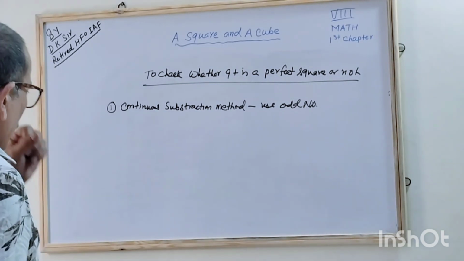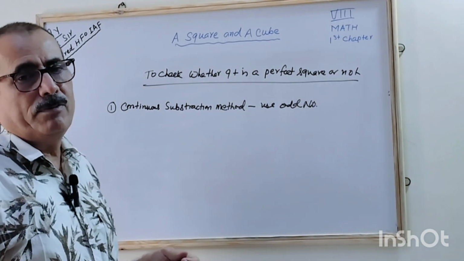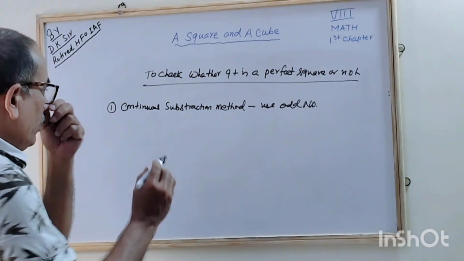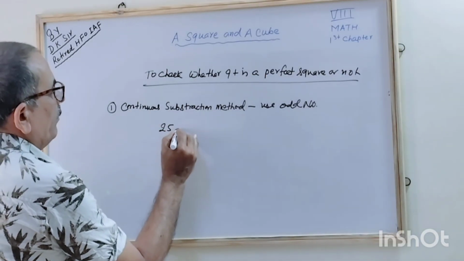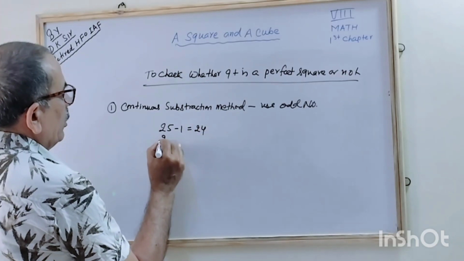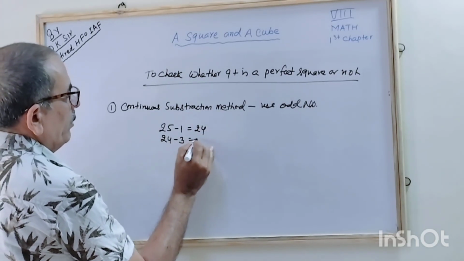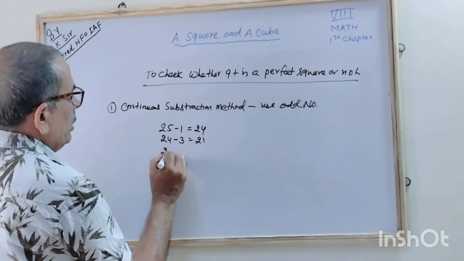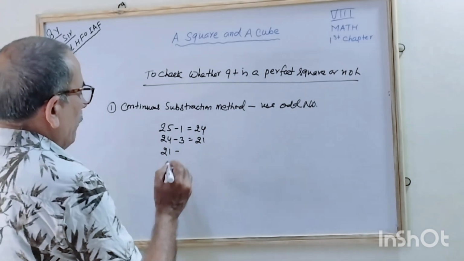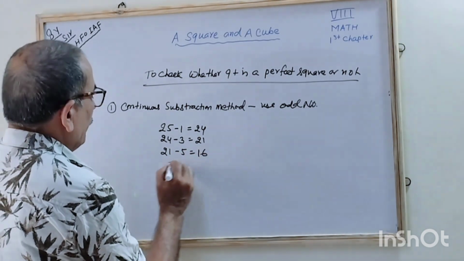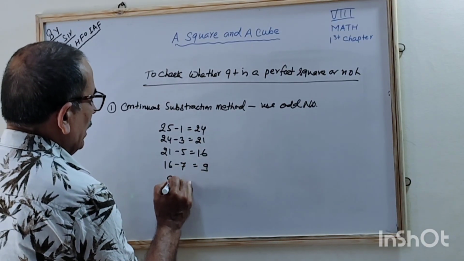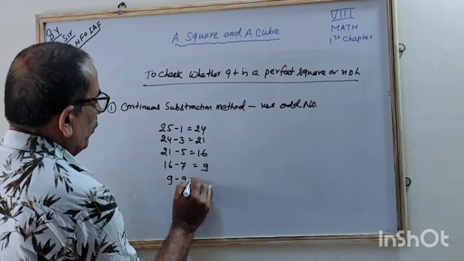How to do it? Suppose I take the example of 25. Is 25 a perfect square or not? Then what will we do? We write 25 and we minus 1, the first odd number, we get 24. Again 24 minus 3, we get 21. Again 21 minus 5, it becomes 16. Again 16 minus 7, it becomes 9, correct? So 9 minus 9 is equal to 0.